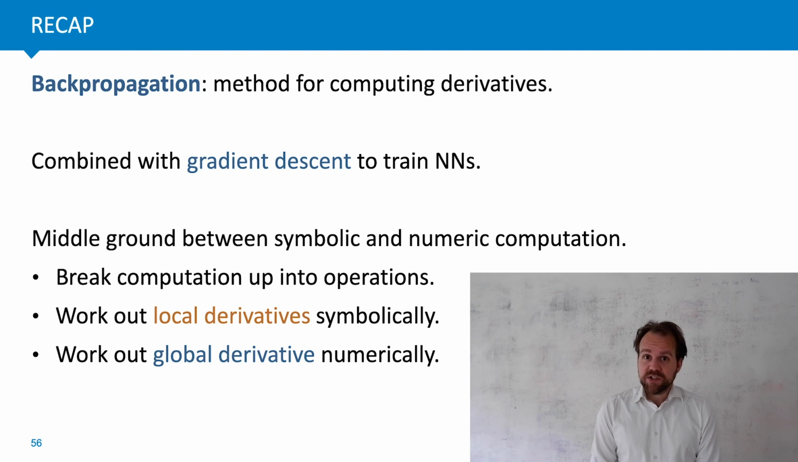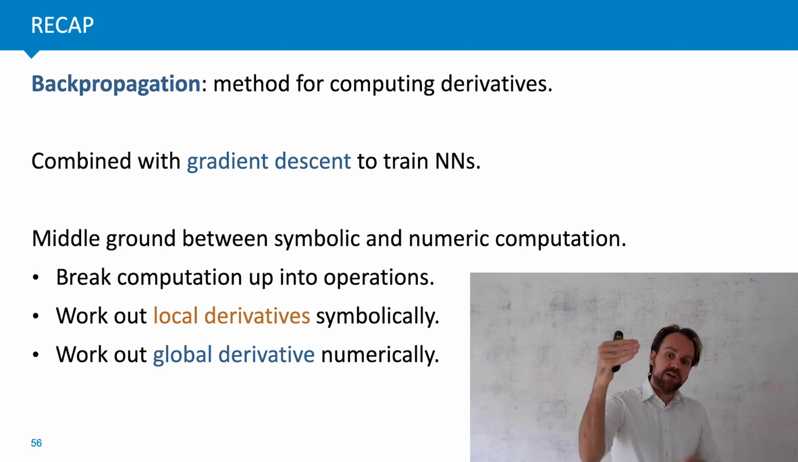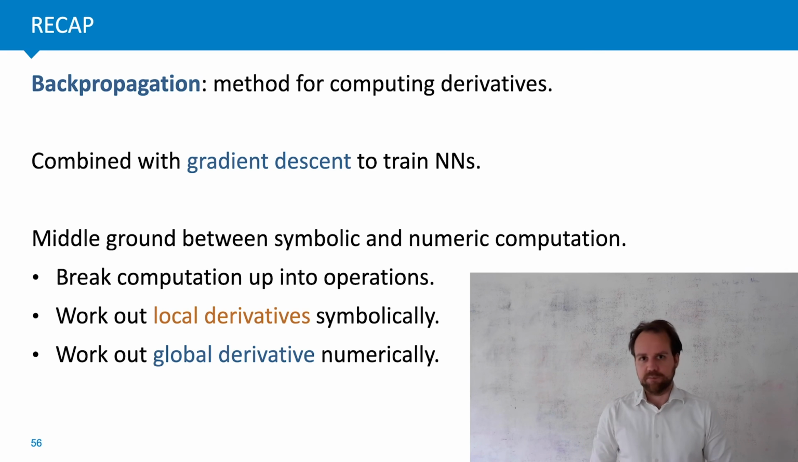So that's backpropagation in a scalar setting. To recap, it's a method for computing derivatives or computing gradients, which we combine with the method of gradient descent in order to train our model. And it forms a very natural middle ground between symbolic and numeric computation, which takes the error and slowly works it down the network, starting from the output node. In the next video, we'll look at how to speed this up by phrasing it entirely in terms of familiar linear algebra operations like vector addition and matrix multiplication.